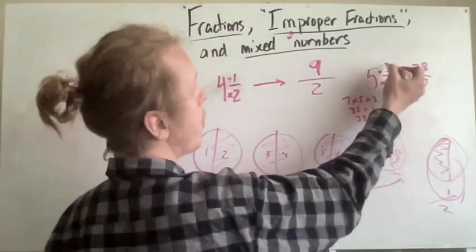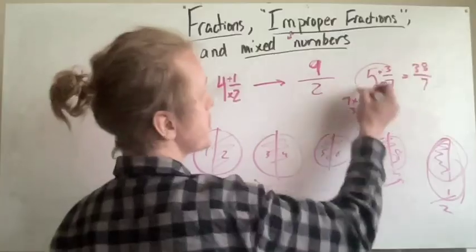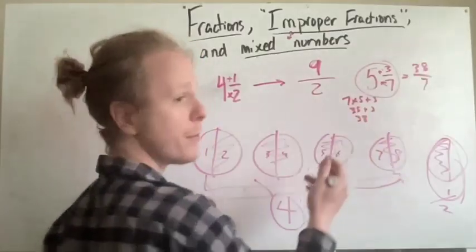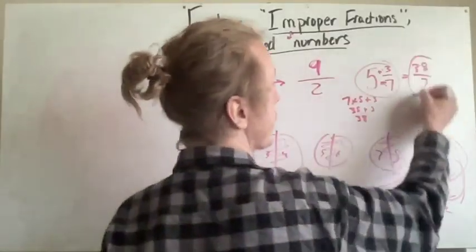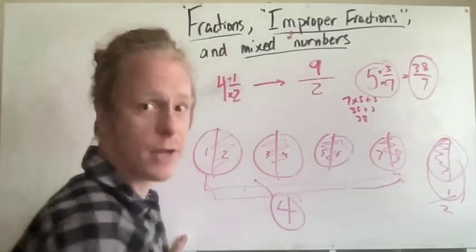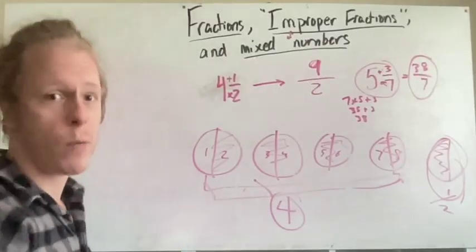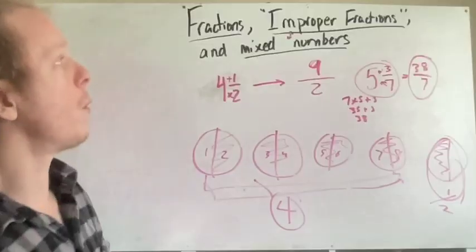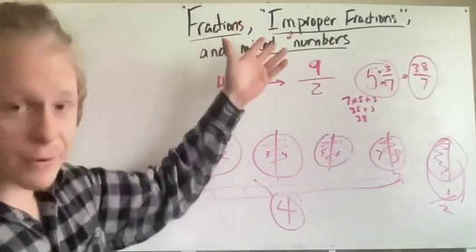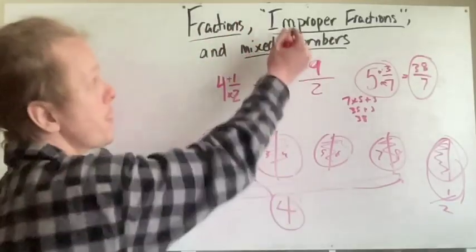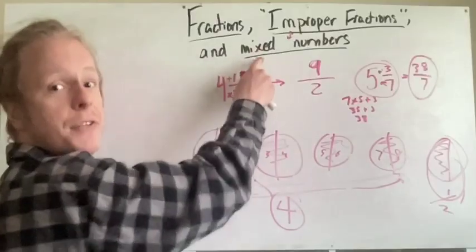Again, this we call a mixed number, 5 and 3/7, and it also can be expressed as an improper fraction, 38 sevenths. So I hope that this was a solid introduction to help you understand a little more about what fractions are, what type of fractions we call improper fractions, and then also how to turn those improper fractions into mixed numbers and vice versa.